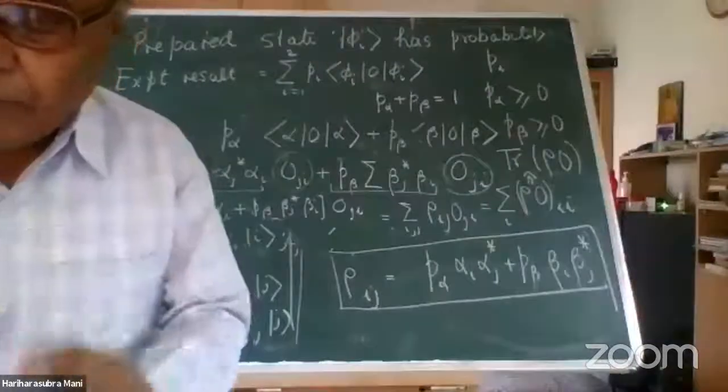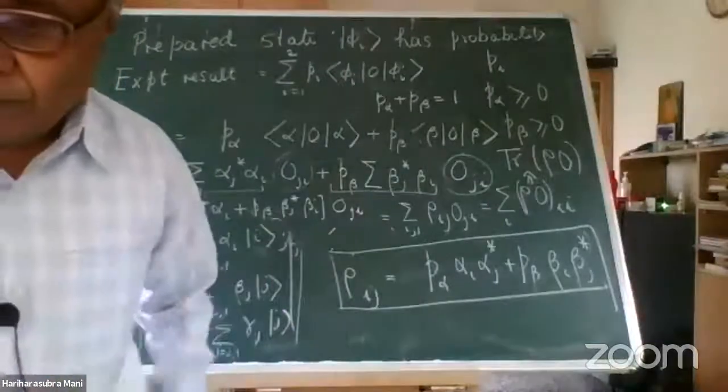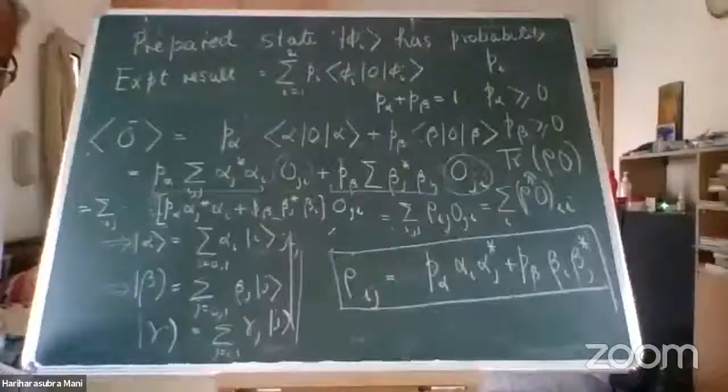That is correct. But the number of terms in that average, P alpha, P beta, P gamma, how do you go about determining them will be a question. That will be answered. How does one go about doing that? Please continue. I'll come back later.